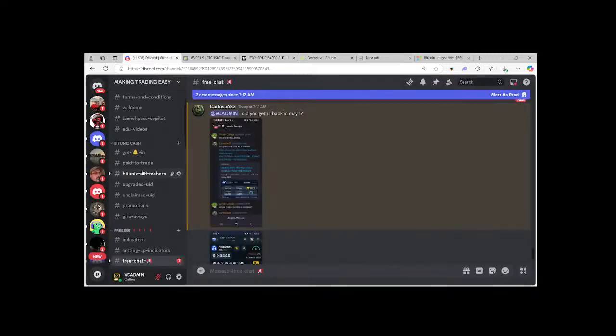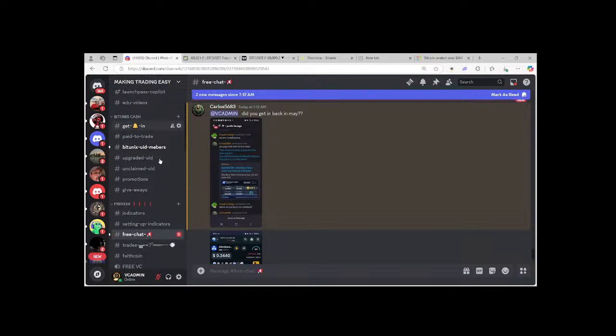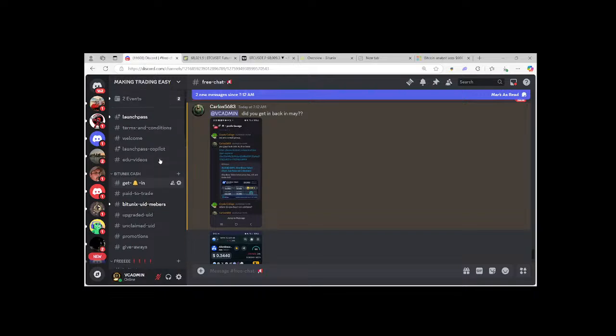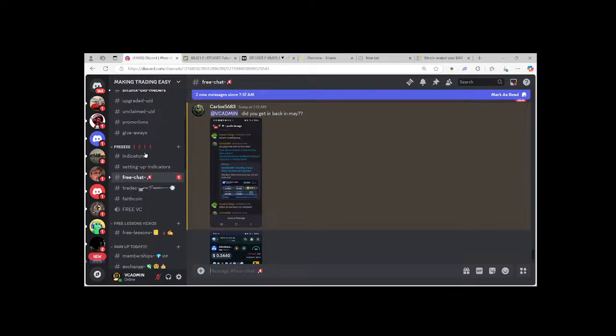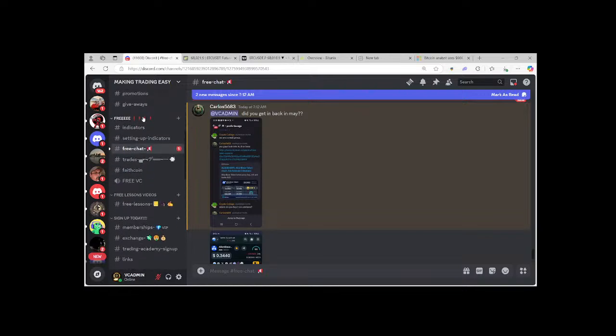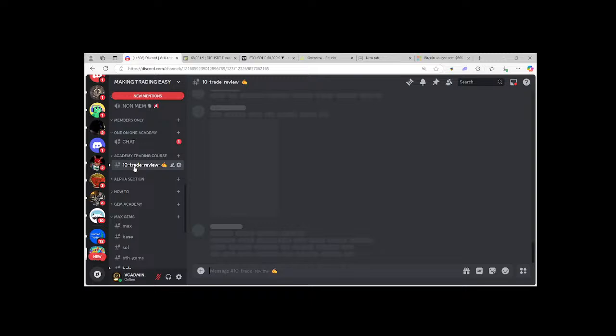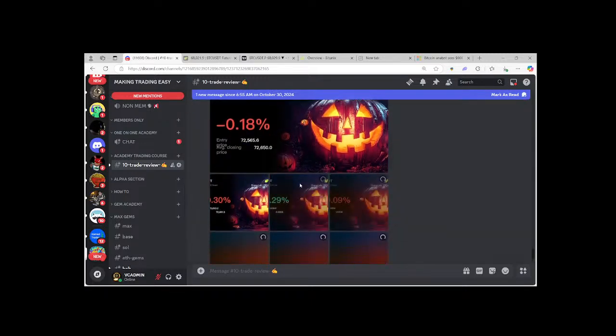So when you hop in the Discord, we have an area here set up for this trading course. And let's see here, and a little section here. So you can see here we have our setup, we have our free chat, our free everything, and there's a section in here when you do a trade. It's called 10 trade review. So when you go into 10 trade review, you can see the guys are posting their trades.